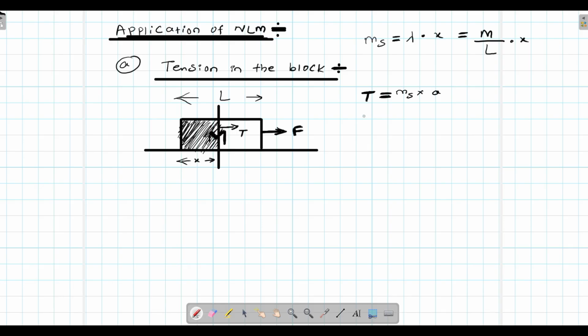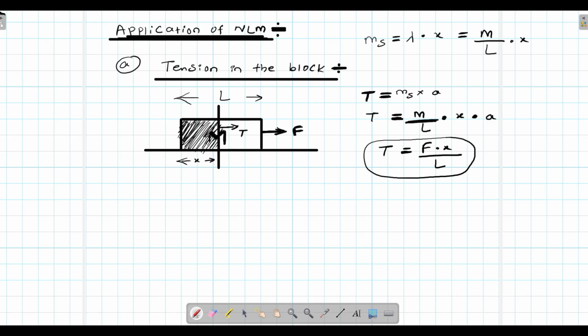T equals how much? T equals mass divided by length into x into a. That is the tension. T equals mass per unit length into x into a. Or mass into acceleration, that is F into x divided by L. T equals F into x divided by L. That is the tension.